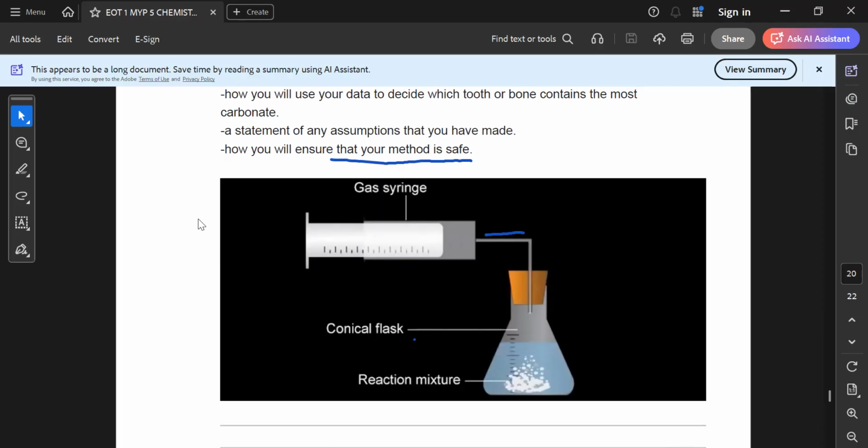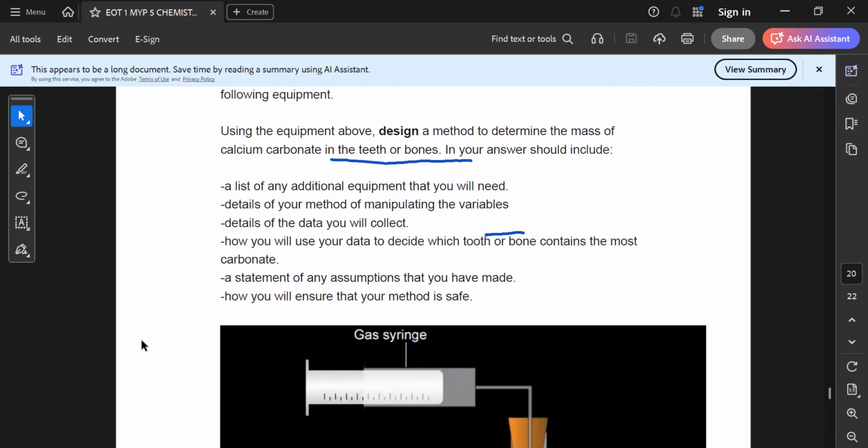Then we ask another detail here: details of the data you will collect. What are you collecting? Be sure to tell us. We are collecting the volume of carbon dioxide produced. Remember, we shall be collecting the volume of carbon dioxide produced for each animal, but three times, and you are getting a mean. So you tell us such kind of things in your own language. It doesn't matter as long as they come up.